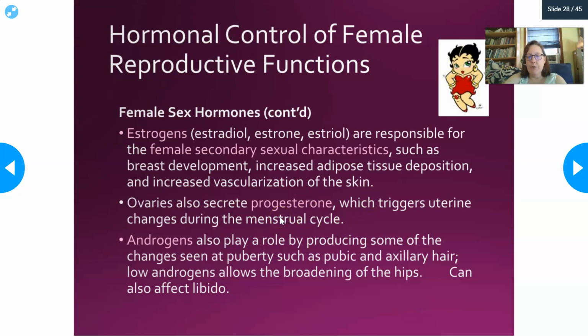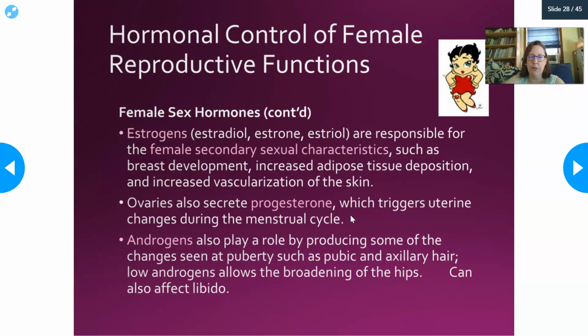Ovaries will also secrete progesterone, and progesterone triggers uterine changes during the menstrual cycle, and we're going to look at all of this. Progesterone is important to maintain pregnancy. So progesterone is important for the back half of the cycle. Estrogen is important for the front half of the cycle.